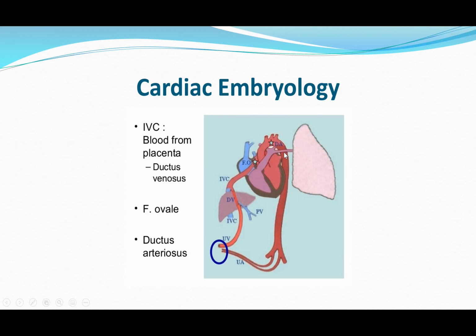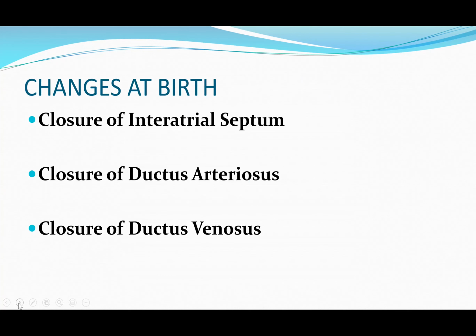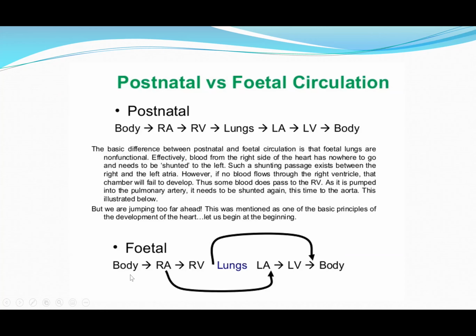So that's also supposed to close a few days after birth, and then the ductus venosus is also supposed to close. But sometimes these structures stay open. So back to the fetal circulation. In postnatal life, venous blood from the body comes to the right atrium, right ventricle, the lungs, then left atrium, left ventricle, back to the body.